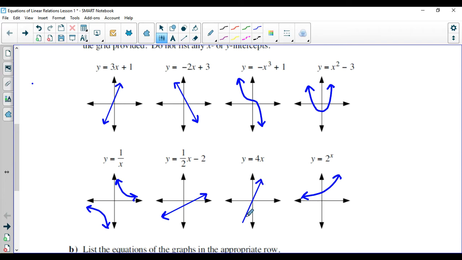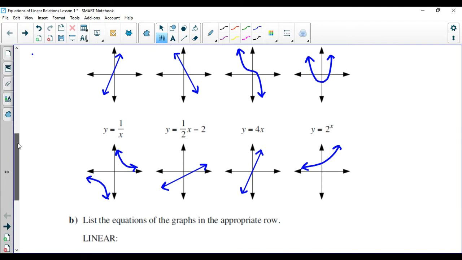Okay, so we have 8 graphs here. We have this one, y equals 3x plus 1. Y equals negative 2x plus 3. And by the way, if you're plugging into your calculator, you could plug it into the y1, so you'd say y1 equals 3x plus 1. And you just do the same thing for all the rest of them. Just plug in, delete, and then plug into y1 to get the remainder if you want to try that out. Then you have y equals negative 2x plus 3, y equals negative x cubed plus 1, y equals x squared minus 3, y equals 1 over x, y equals 1/2 x minus 2, y equals 4x, and y equals 2 to the power of x.